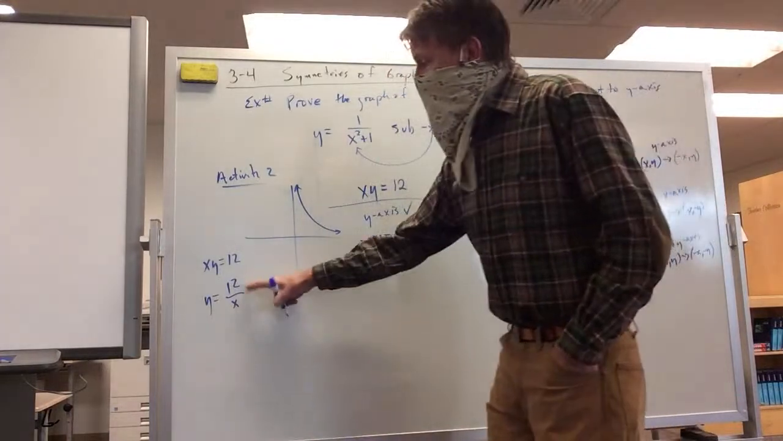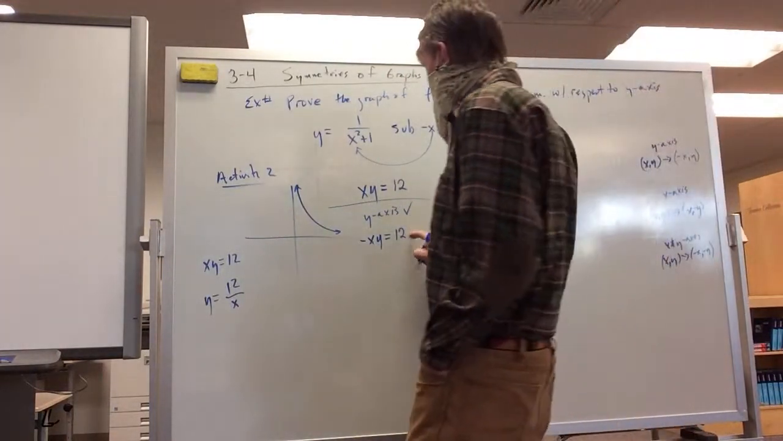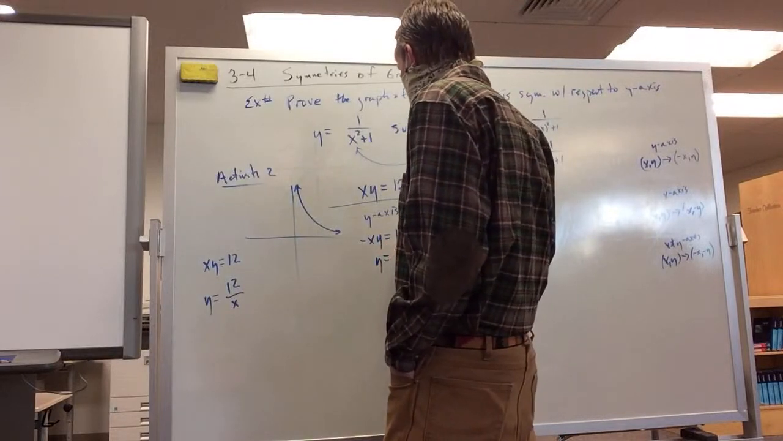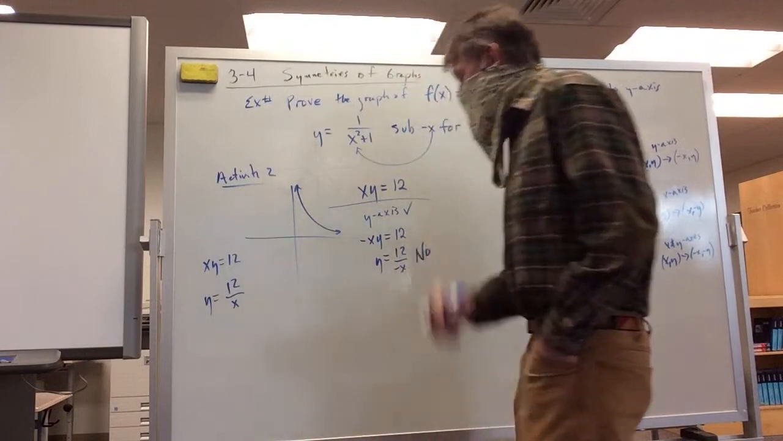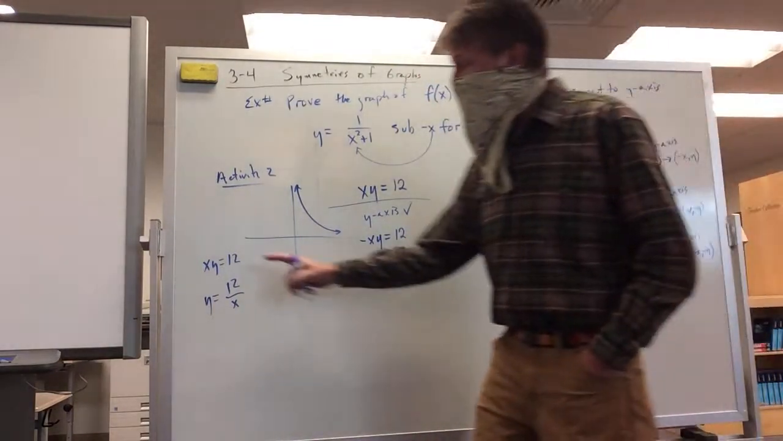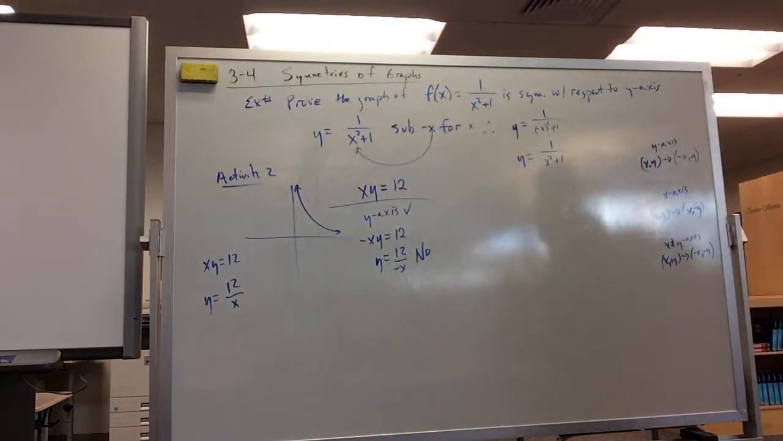Well, in this case here, y is equal to 12 over x, right? Now this here, y would be equal to 12 over negative x. So we say no, because we have to get the same thing back. If we don't get the same thing back, then it's not symmetric over. So this is not symmetric over the x-axis.